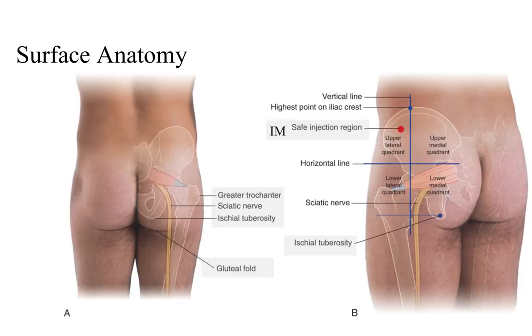All right, as far as surface anatomy goes, remember I told you that your greater trochanter is going to be right here, that hard spot on your hip that you usually use to bump against things, to close doors, for example, when your hands are full.